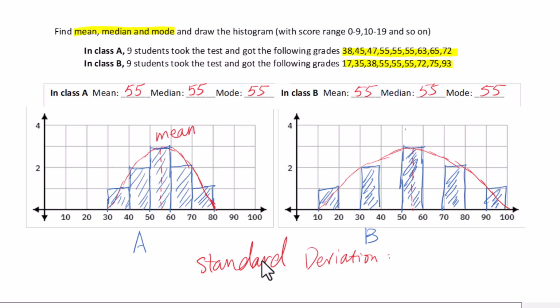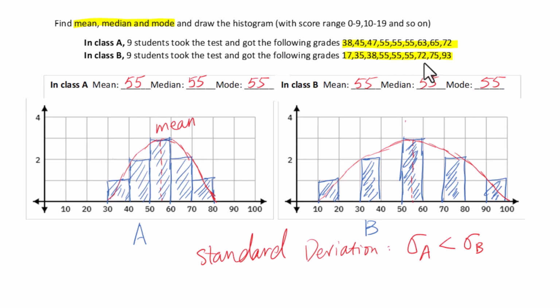We have a term called the standard deviation. It's used to describe how the data spread. In this situation, sigma A will be less than sigma B because the data in class B spread wider than the data in class A. We can also use a graphing calculator to figure out the specific standard deviation value.